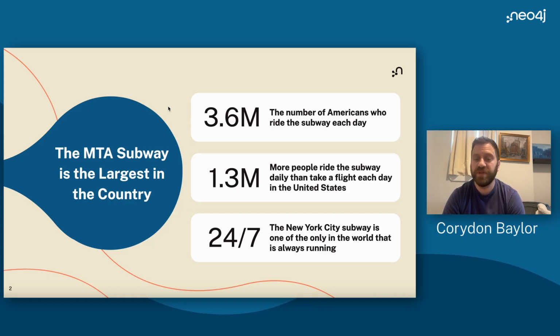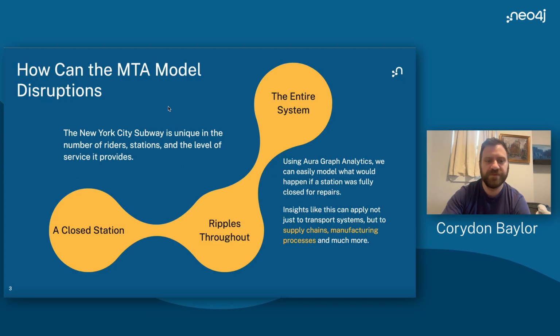3.6 million Americans ride the subway every day. That's 1.3 million more people that ride the subway each day than take a flight each day in the United States. And that system operates 24/7. It's probably the largest in the world that operates 24/7, introducing a lot of operational complexity around it.